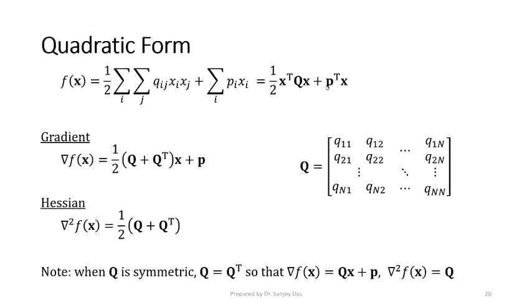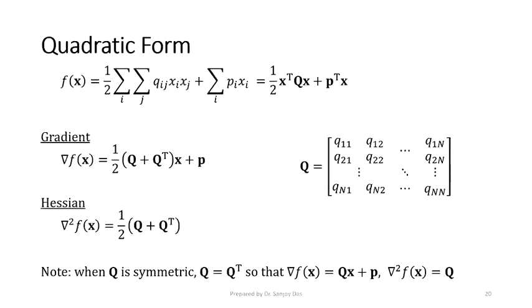Always remember when you do this differentiation, the gradient has to be a column vector. P transpose is a row vector, right? So you have to take the transpose, so it's a column vector. And the Hessian is simply half of q plus q transpose.